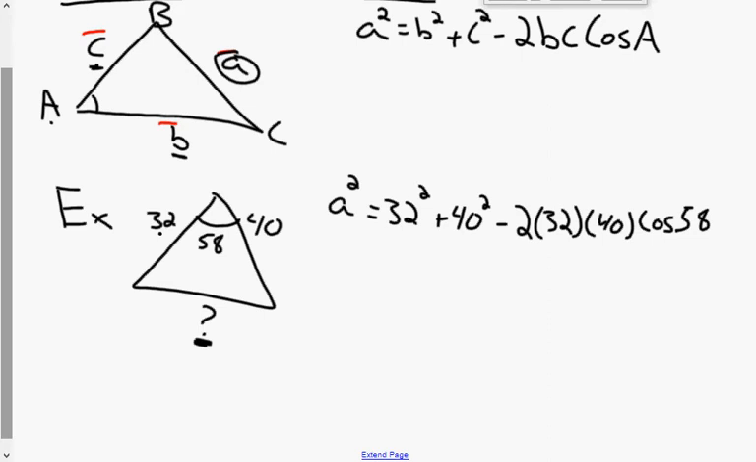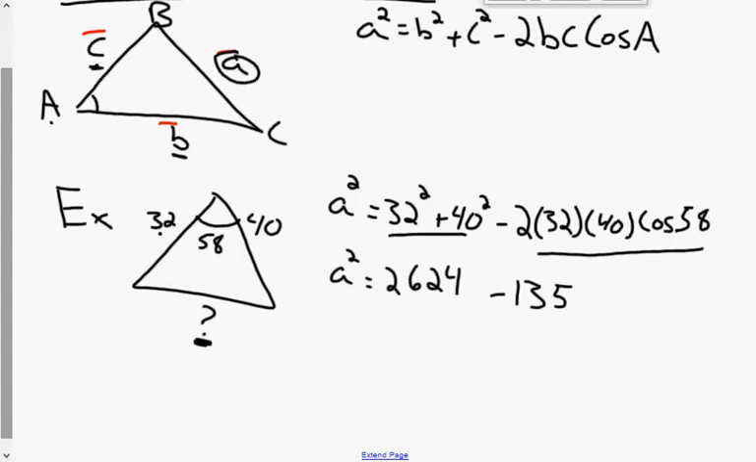I always do this part here together, and then I do this part over here together. So I use my calculator and I punch in 32 squared plus 40 squared. And that's going to give me 2624. And then I use my calculator and I go cosine 58 times 40 times 32 times 2. Negative 2 or just 2? Negative 2, yeah. And that's going to make this negative 1357.